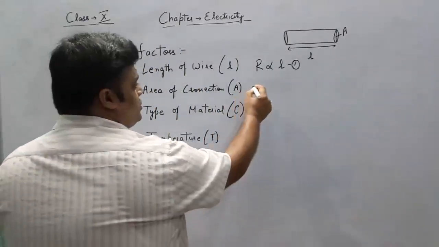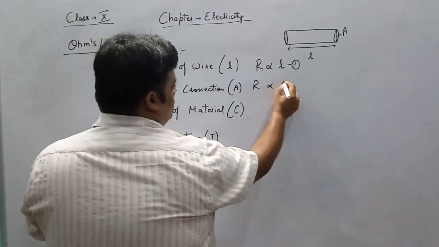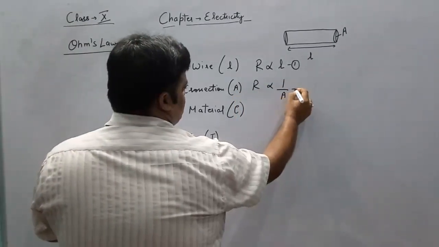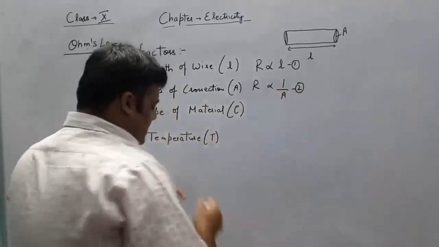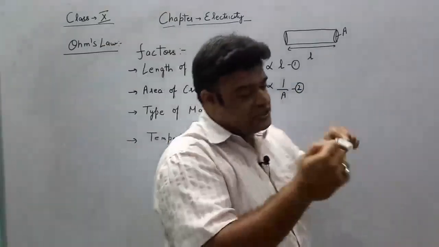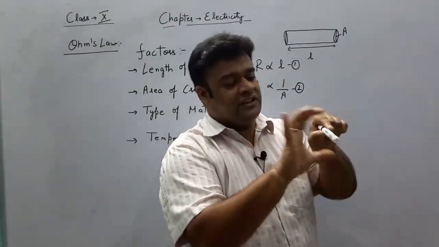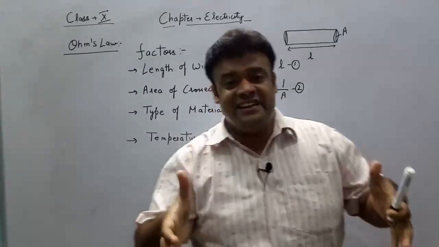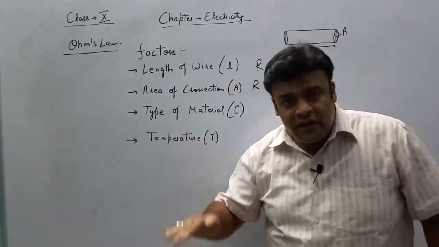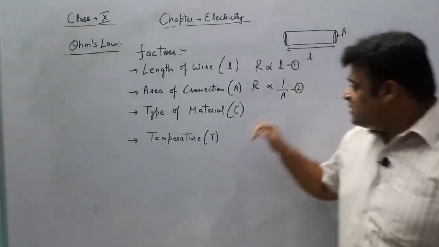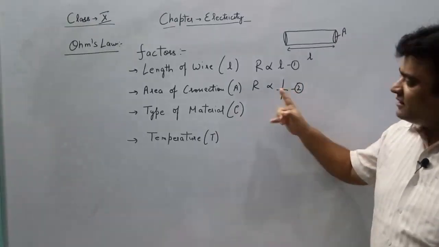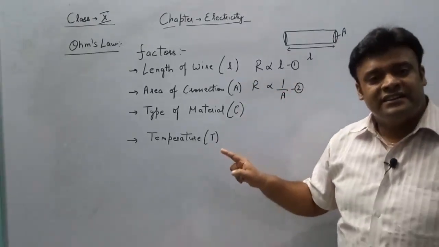Area of cross section is inversely proportional to resistance. That is, if area of cross section, if thickness of this wire will get increased, resistance will get decreased. And if area of cross section will decrease, resistance in the wire will get increased.